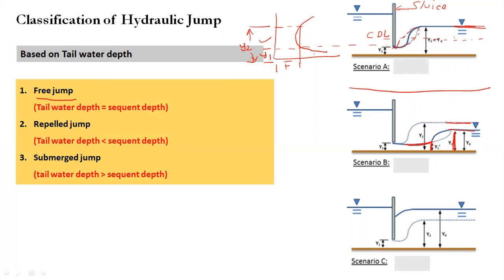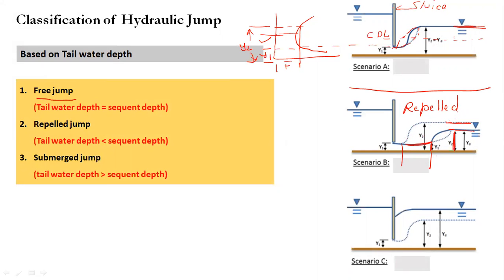So on this curve, the y1 will keep on increasing till its sequent depth is exactly equal to the tail water depth. We saw this last time. So in this case, we are getting a repelled jump, because the jump is repelled up to this much distance.